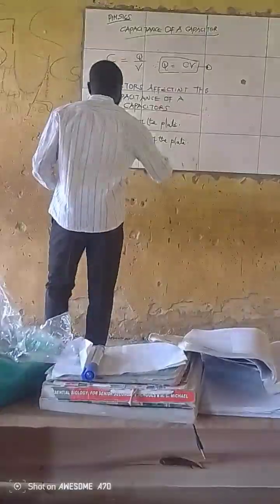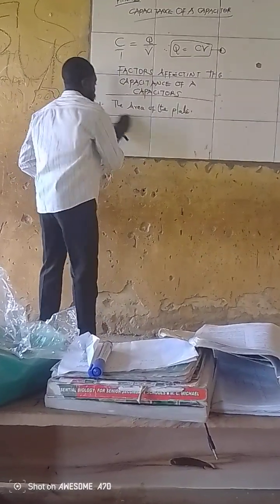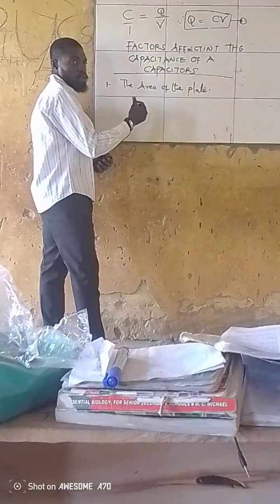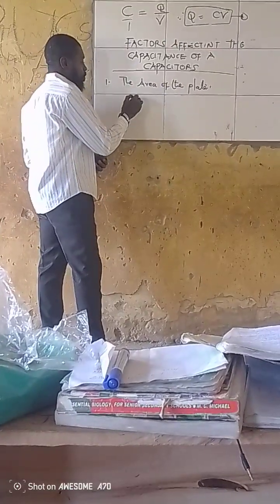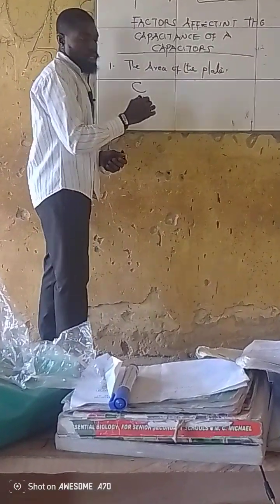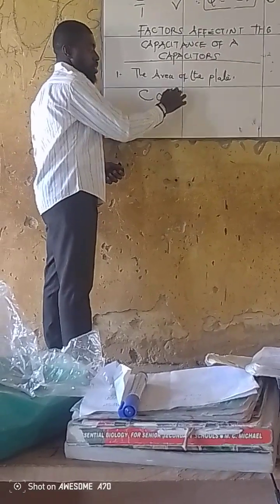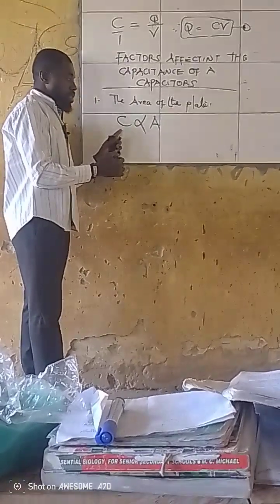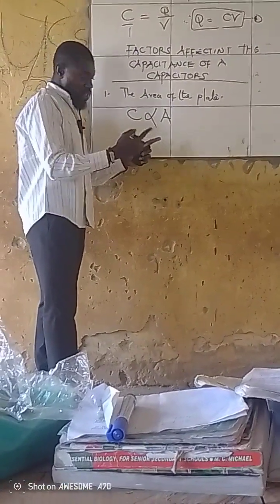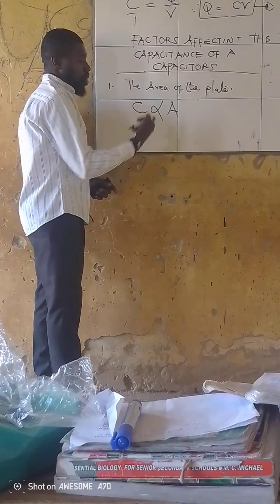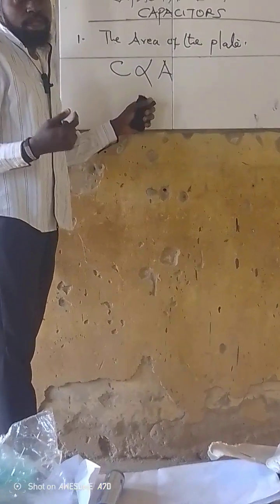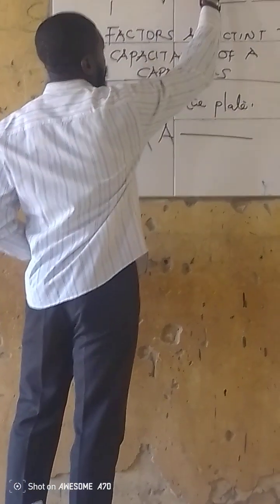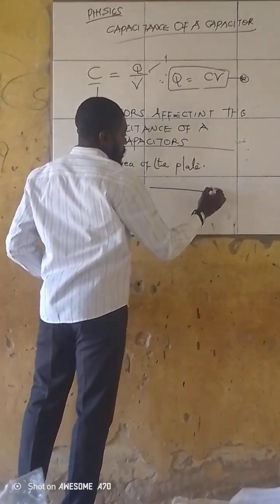Let's do something. If the capacitance of a capacitor is directly related to the area of the plate, look up here. The capacitance of a capacitor is directly proportional to the area. That means the higher the capacitance, the higher the area, and vice versa. If I remove the proportionality sign, I bring in a constant K. Let's call this equation 1, this 2, this 3.